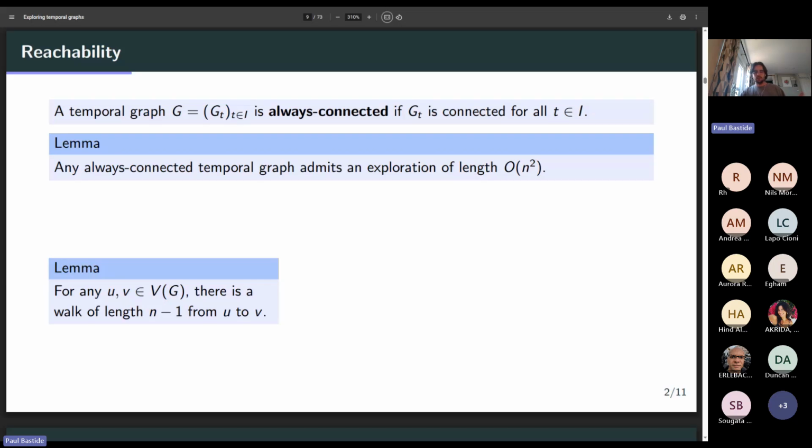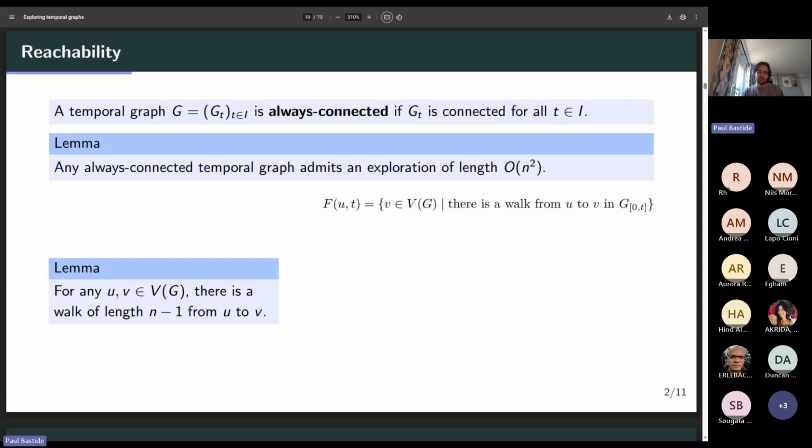It goes through a lemma that is sometimes referred to as the reachability lemma, which goes as follows. For any two vertices u, v in my graph, there is always a walk of length n-1 from u to v. So basically, I'm always connected in n-1 time steps if I have an always connected temporal graph. And to see that is quite easy, but it uses an interesting fact about why it makes it easier to connect things when you're always connected. And the principal idea is the following.